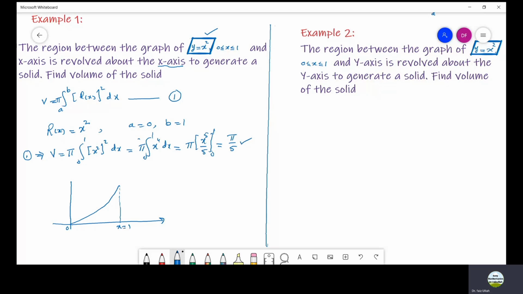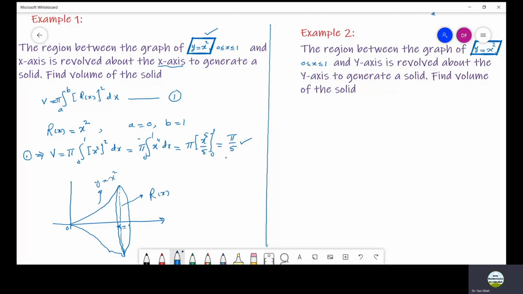to 1. And now you can see if I rotate this about the x-axis, we can get a figure like this one. So this is now a solid of revolution, and actually we need to find its volume. Now this is r of x, it is the radius, and this is the curve y is equal to x square.